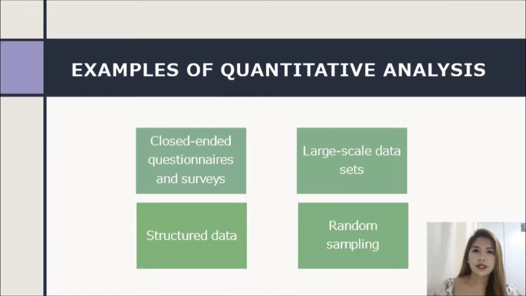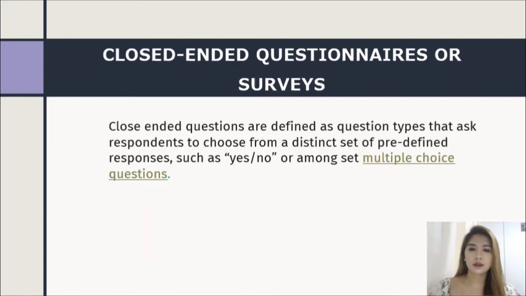So here are the examples of quantitative analysis. We have close-ended questionnaires and surveys. And next, we have the structured data, large-scale data sets, and lastly, we have random sampling.